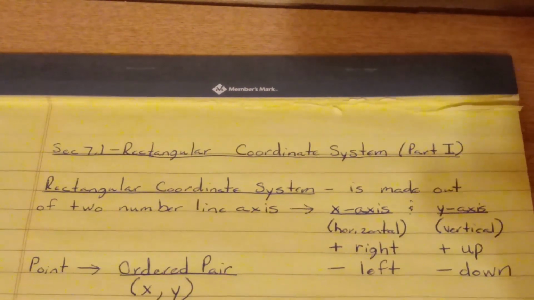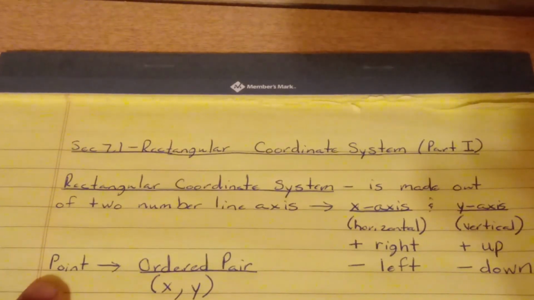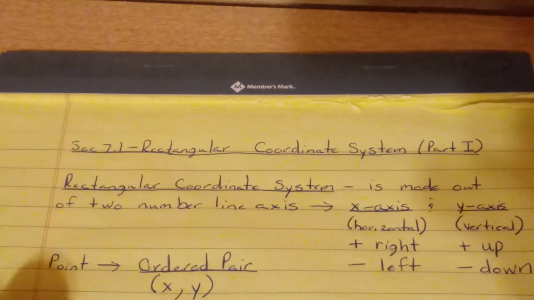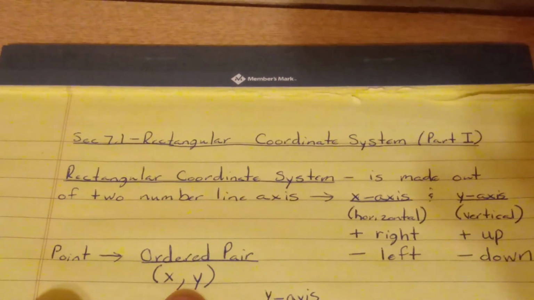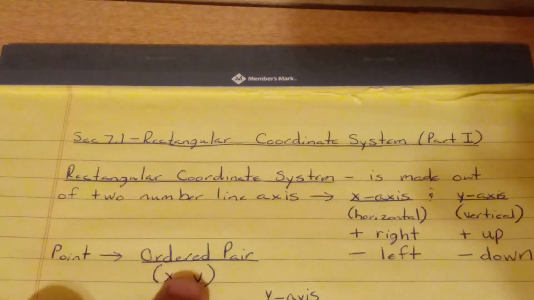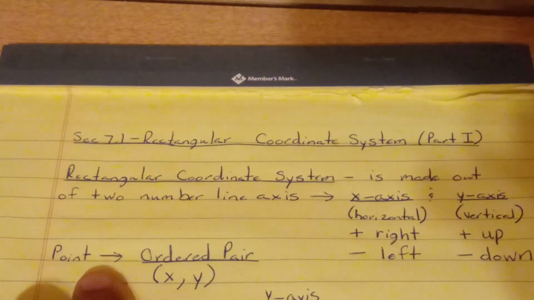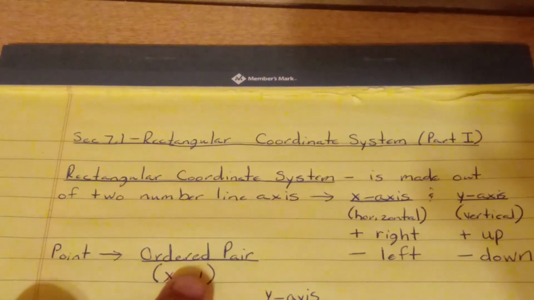Now, we are no longer going to call it a point because we're not dealing with a single value here. We're dealing with two different values. Remember, the x controls the horizontal, the y controls the vertical. So this is now going to be called an ordered pair. Instead of calling it a point, they're going to refer to it as an ordered pair.